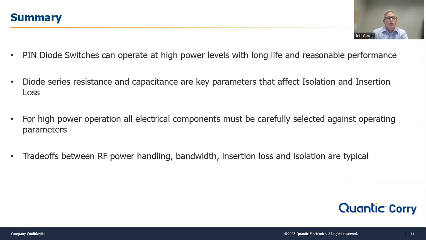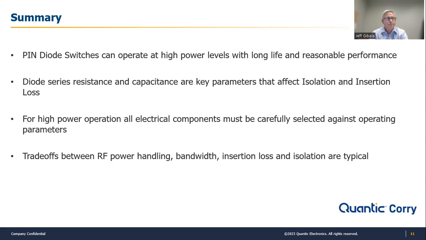Yeah, so to summarize all this, I would say pin diode switches can operate at high power levels with long life and reasonable performance. The series resistance and the capacitance of the diodes are key parameters that affect the isolation and the insertion loss. And then when you take a pin diode switch and use it at high power operation, all the electrical components have to be carefully selected against the operating parameters. So, there's always trade-offs between the RF power handling, the bandwidth, the insertion loss, and the isolation. Those are all typical trade-offs that occur.